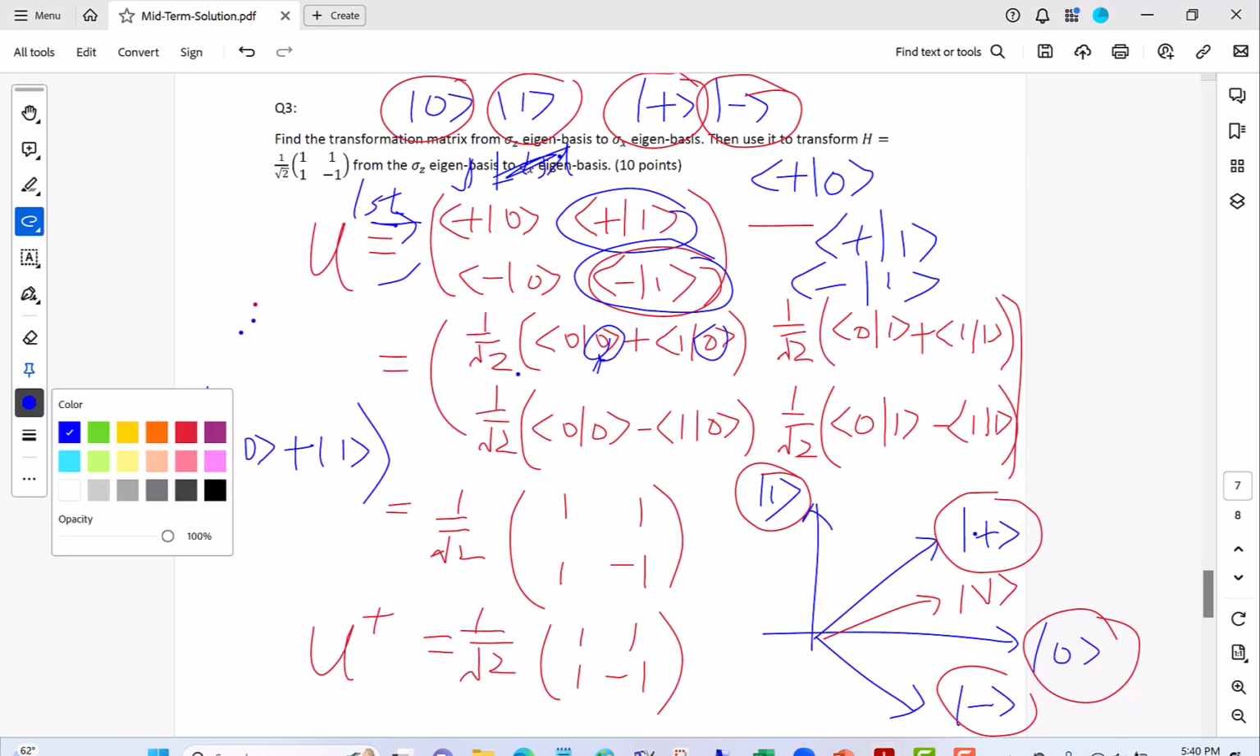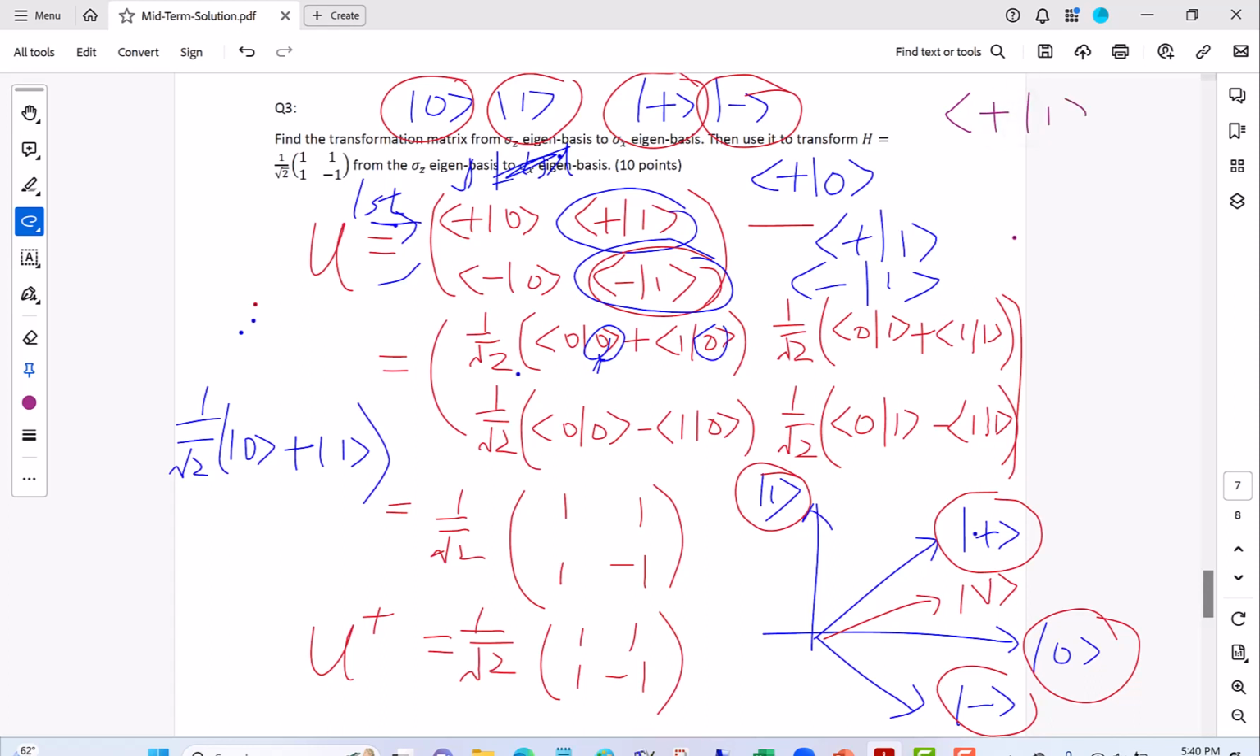Similarly, this one. Let me just spell it out, maybe it will be easier. This is equal to what? 1 over square root 2. Because it's plus, it is 0 plus 1, the whole thing inner product with 1. And that's why we have 0 inner product with 1, and then 1 inner product with 1, the second term.